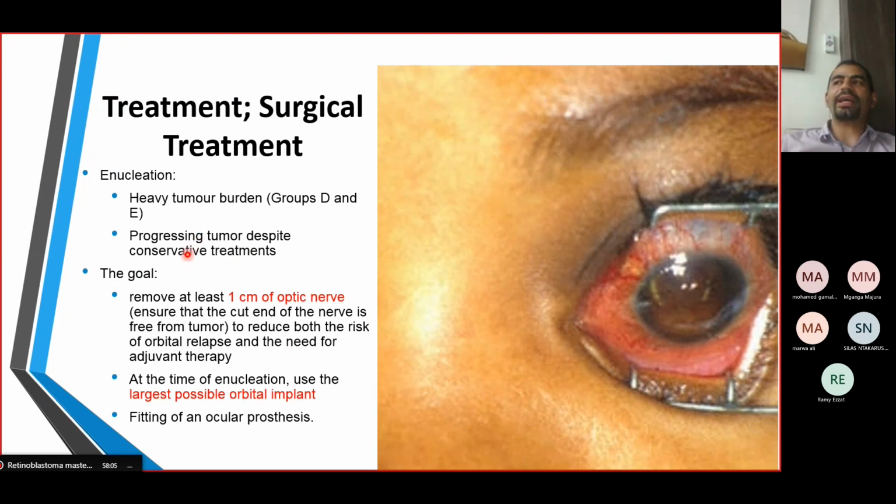Surgical treatment, either with enucleation, if there is group D or group E, especially if the other eye is normal and seeing, usually it's better to remove the eye. And then we need to know that we need to have a good stump of the optic nerve, at least 1 centimeter to 12 millimeter, to make sure that we remove the tumor completely. Do you know the difference between evisceration and enucleation, and which one we do in retinoblastoma, or why we prefer enucleation in retinoblastoma?